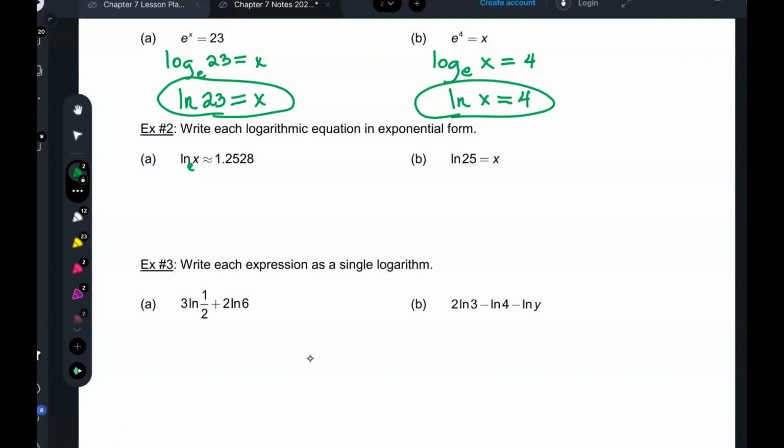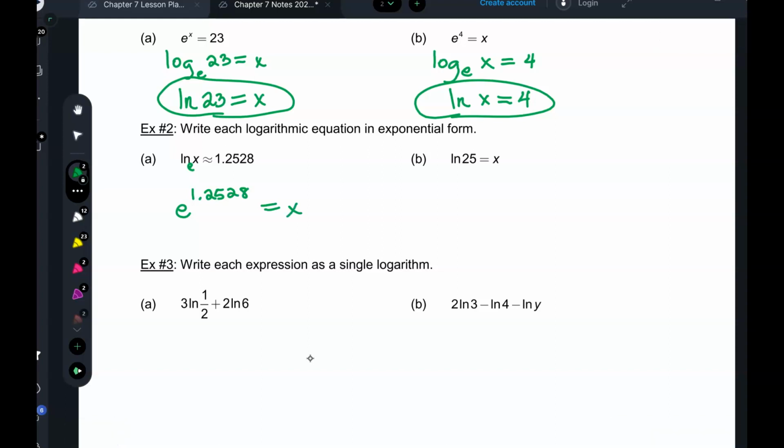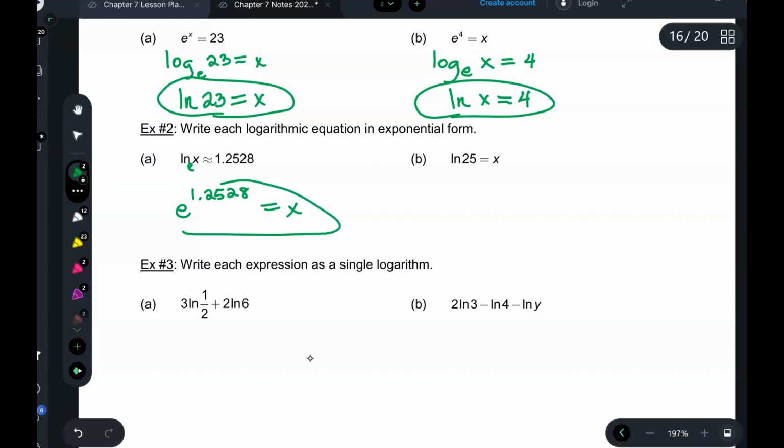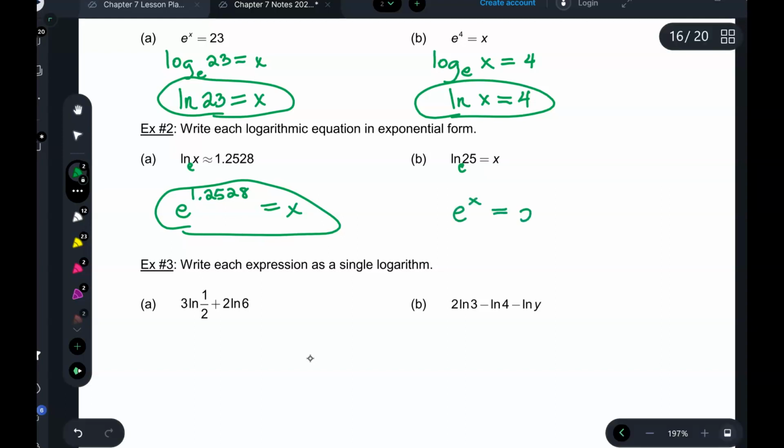So how would that look in exponential form? E to the 1.2528 power equals x. Remember, what the logarithm is equal to, that's the exponent. And again, natural log of 25, there's a little e. So e to the x equals 25.